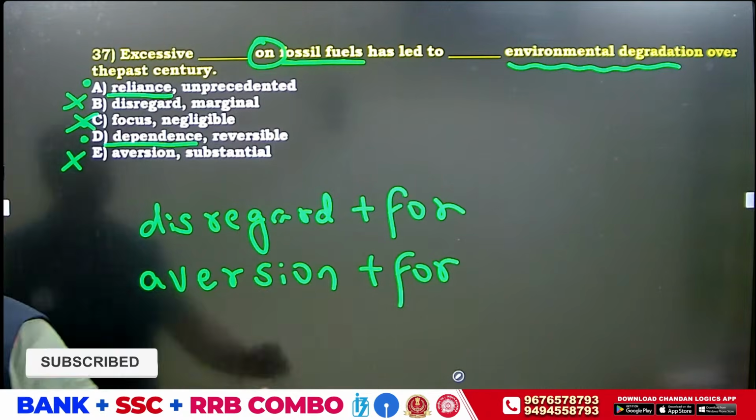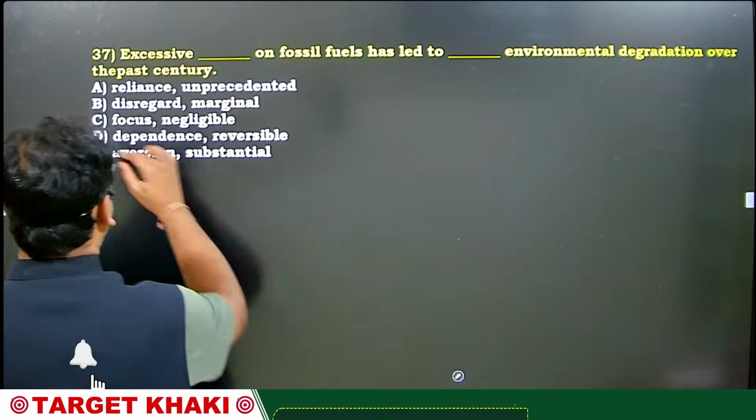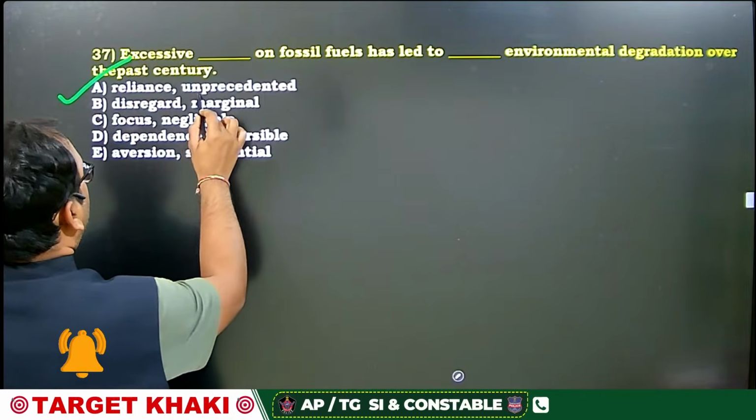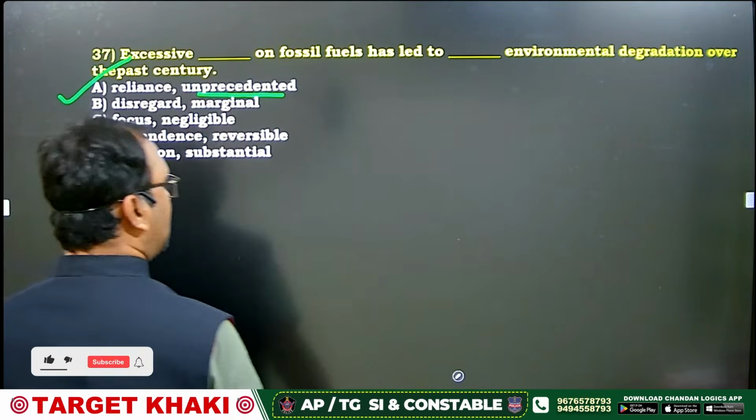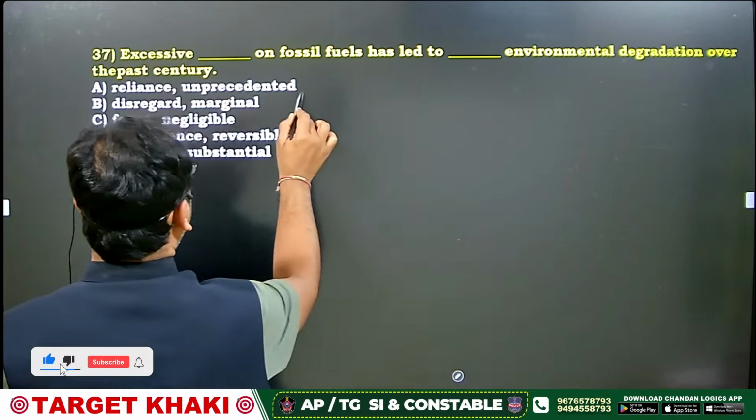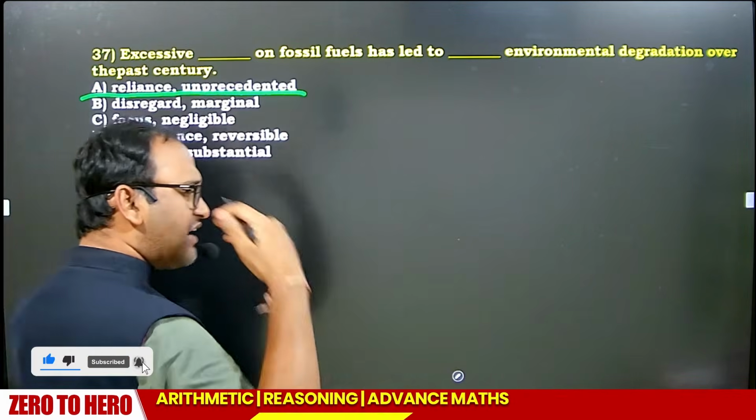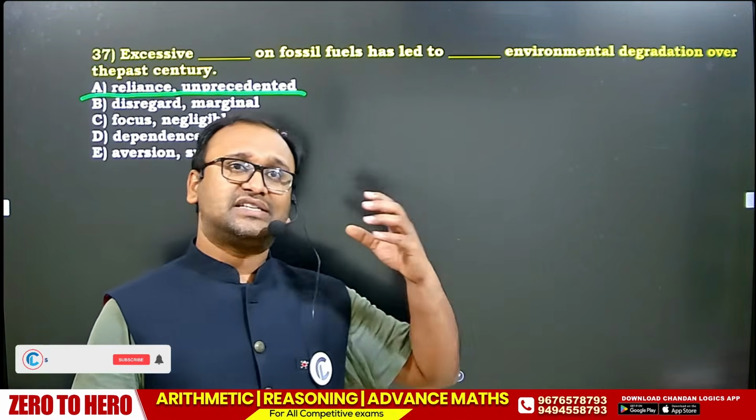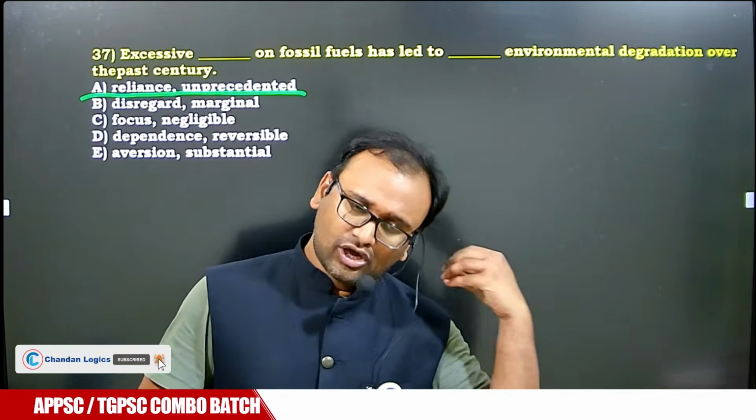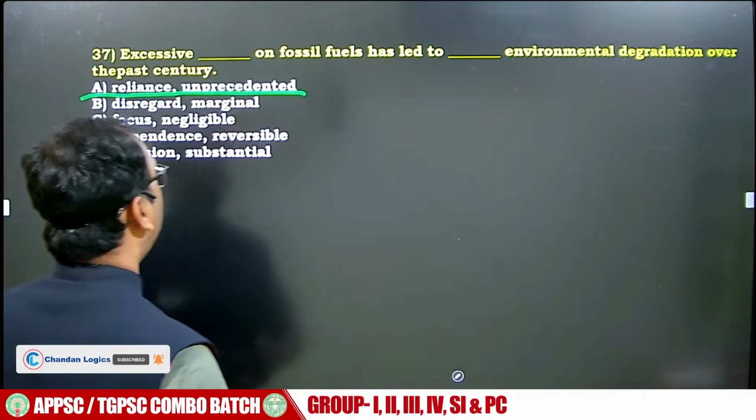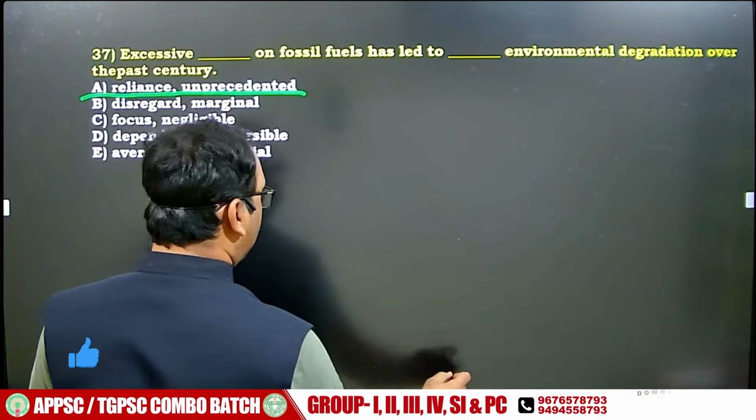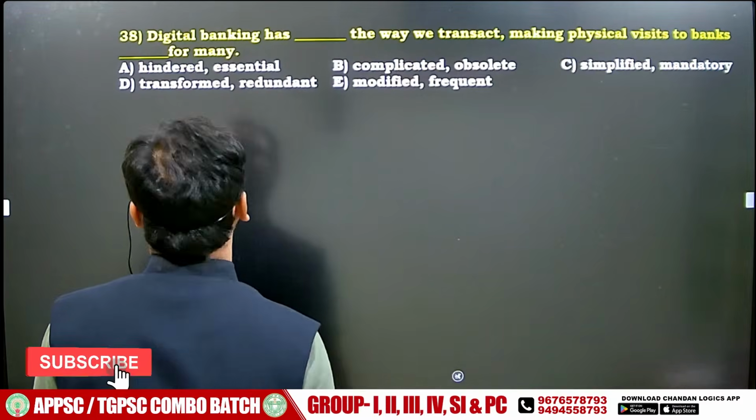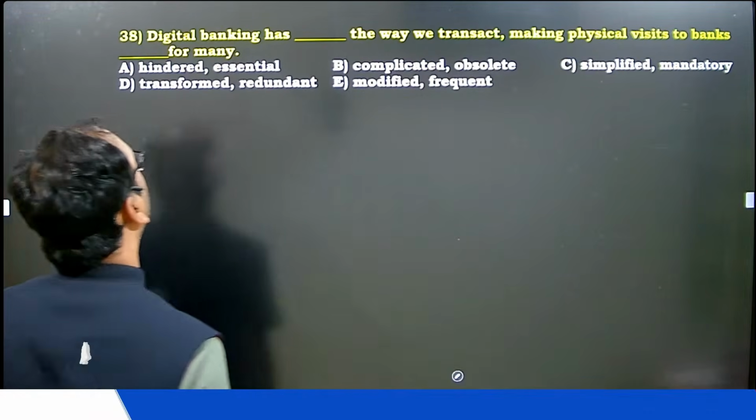Option A is the answer. Option A. Because unprecedented degradation. Unprecedented means something that has happened never before. Whatever happened recently has not happened almost in the last century. Unprecedented means never happened before, something that has never happened before.